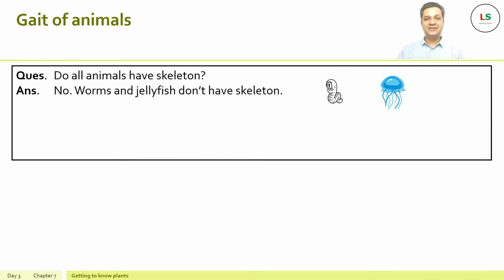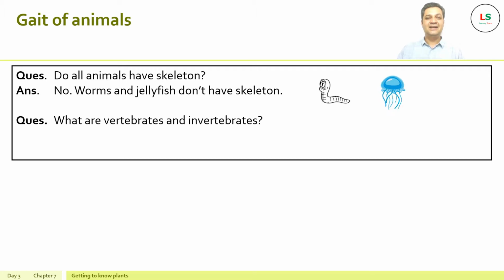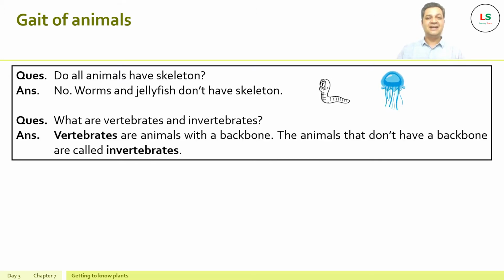No, worms and jellyfish don't have skeleton. Next question. What are vertebrates and invertebrates? Put on your thinking cap and keep thinking. Vertebrates are animals with backbone. The animals that don't have a backbone are called invertebrates.